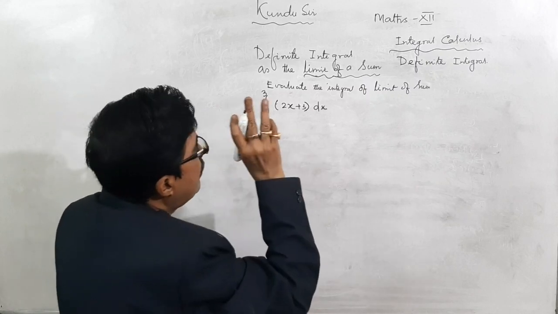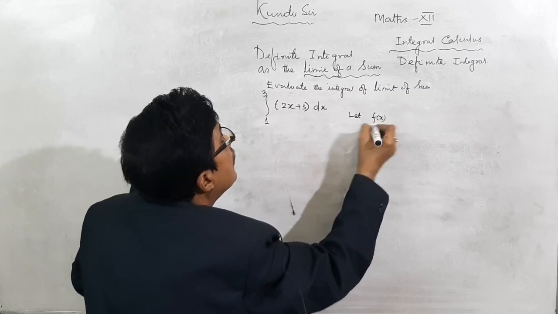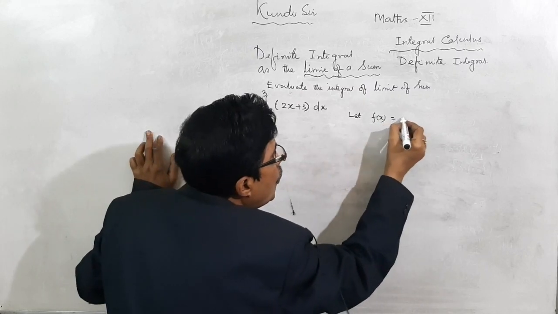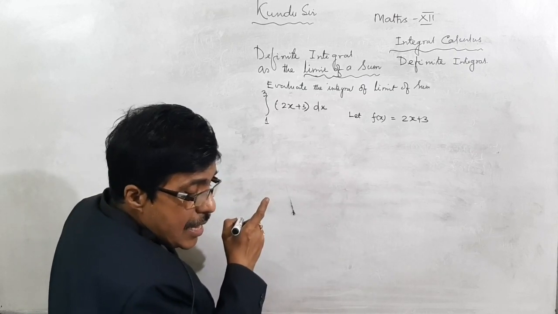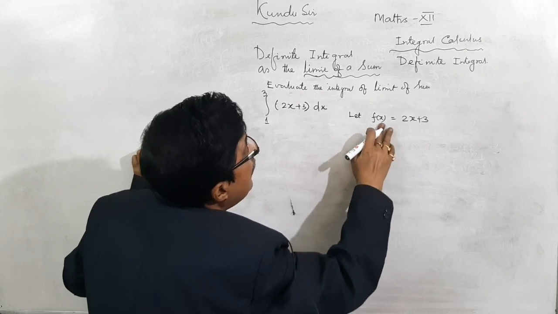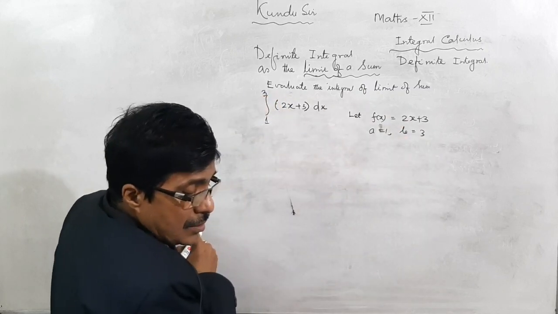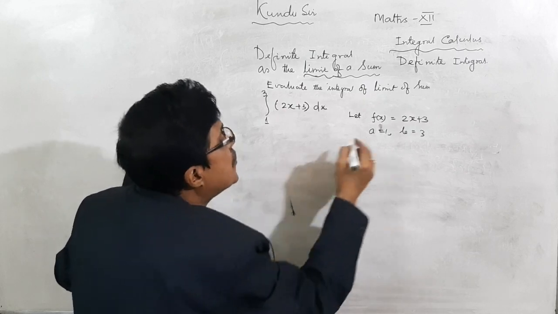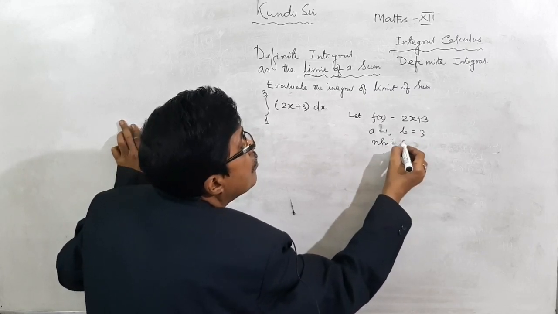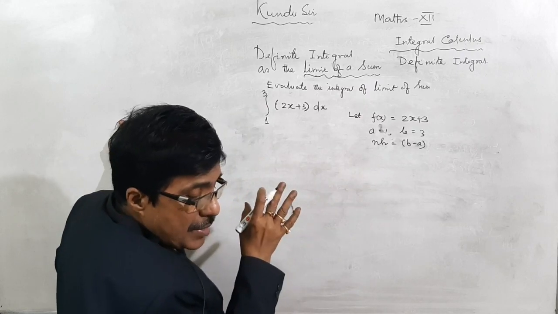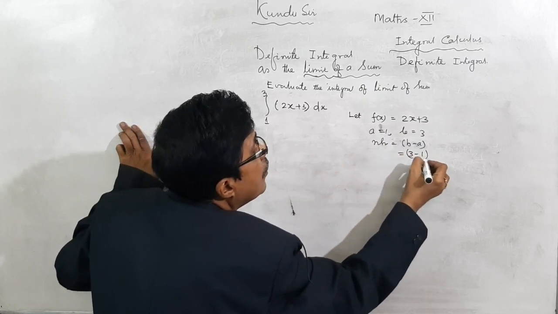Now here we are writing, let f(x) is equal to 2x plus 3, and we are considering a equal to 1, b equal to 3, then the interval is a to b, and nh equal to b minus a. b minus a means what? nh equal to 3 minus 1 equal to 2.